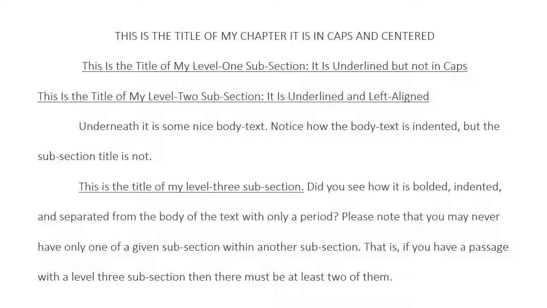Here are just some examples of what these headings are going to look like. So up top, again, this would be the title of a chapter or of a section. It's centered, it's in all capital letters, it is not bolded, it is not underlined. Below that, we're going to have a level 1 subsection where you see that it's underlined, but it's not in all caps, only important words are.